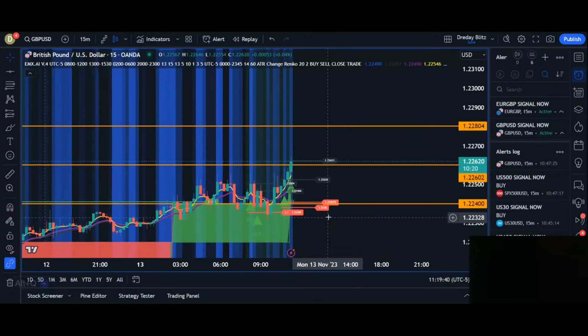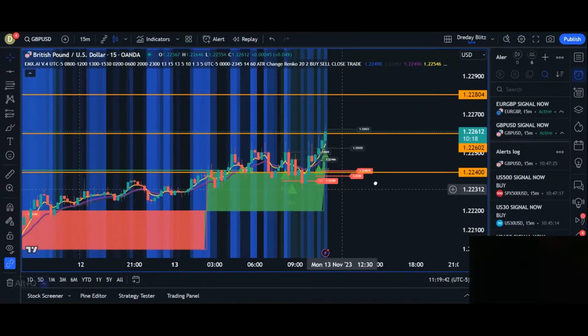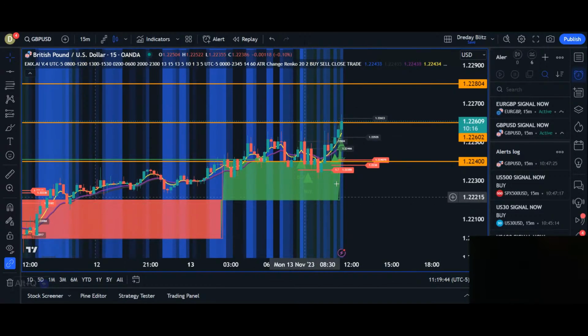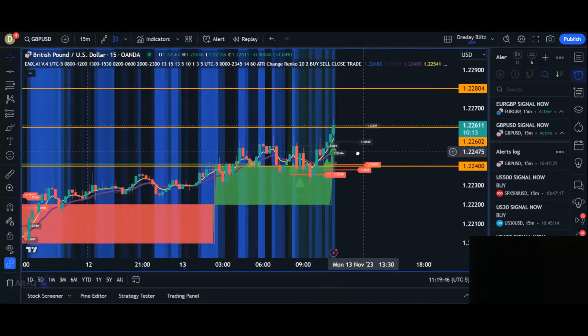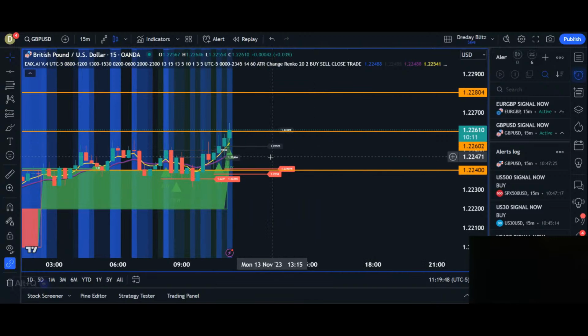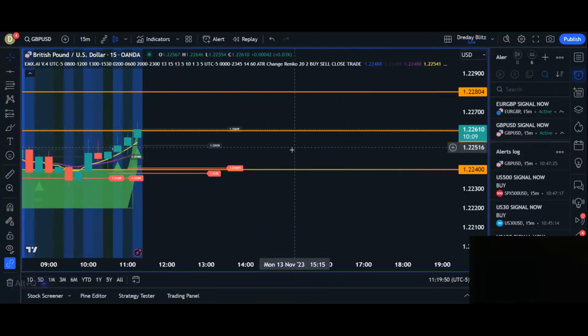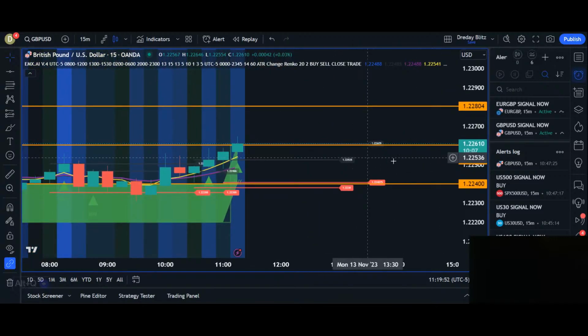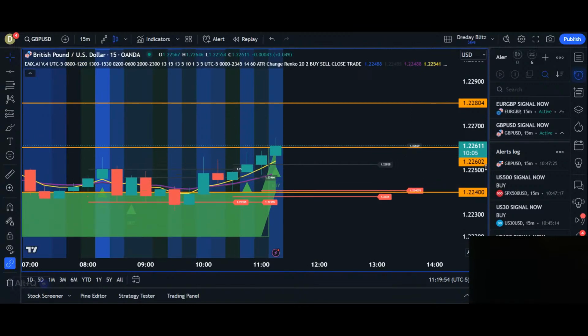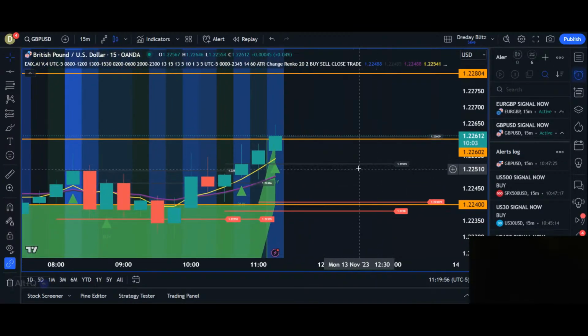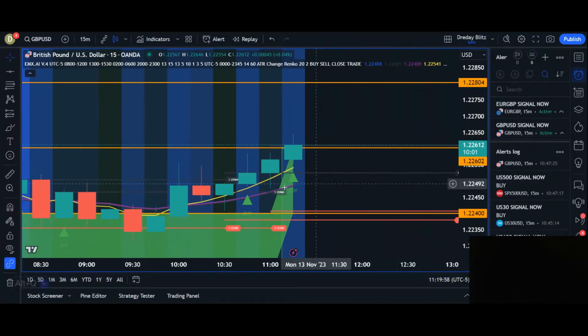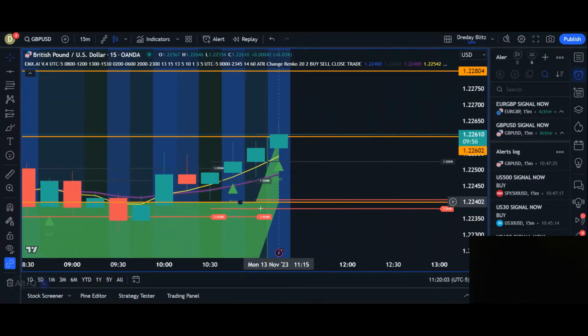And your stop loss was already here, but right now, I'm going to zoom in. So this is the zone. This is the buy zone. Your stop loss should be here, because this is the zone that is being created here. So your stop loss is here.